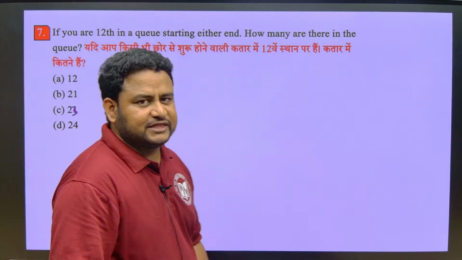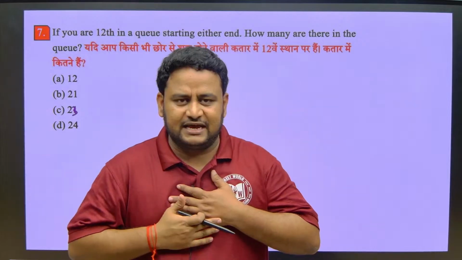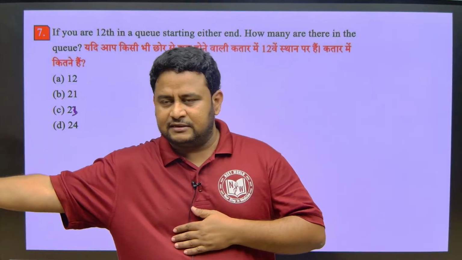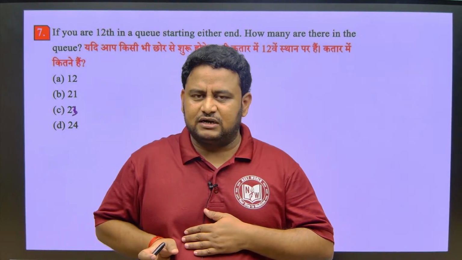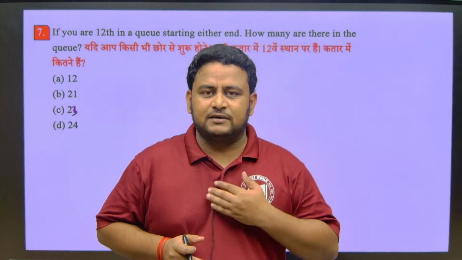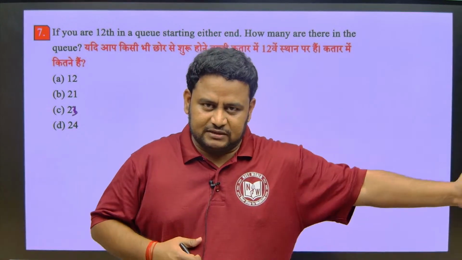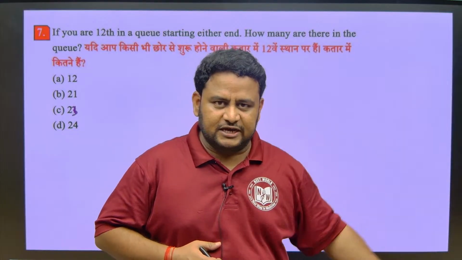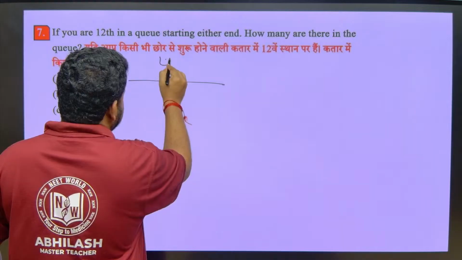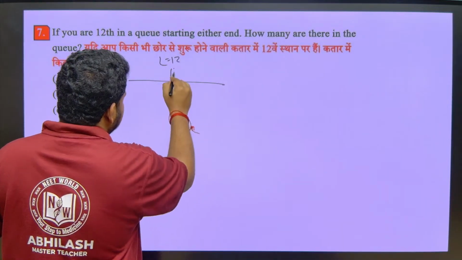If you are 12th in a queue starting from either end. Suppose I am 12th in a queue starting from either end. If I am starting from the right end, I am still 12th in the queue. If I am starting from the left end, I am still 12th in the queue. That means my right position is 12 and my left position is 12. So suppose this is the person. This person is 12th from the left side and also 12th from the right side.